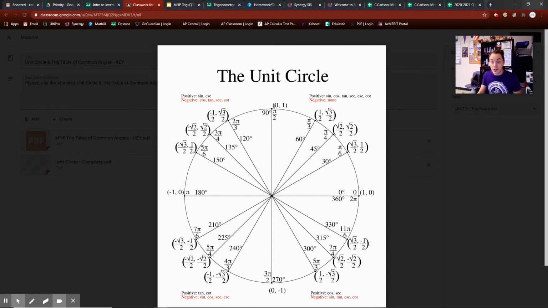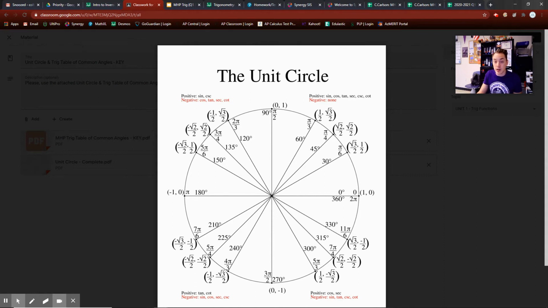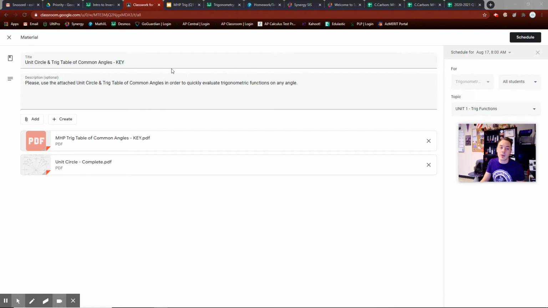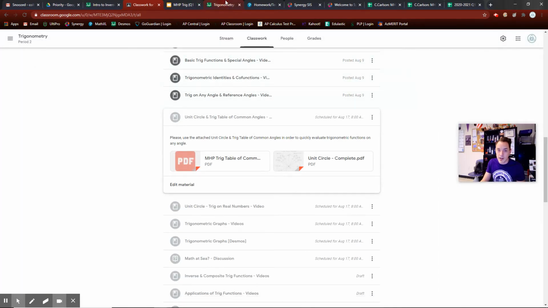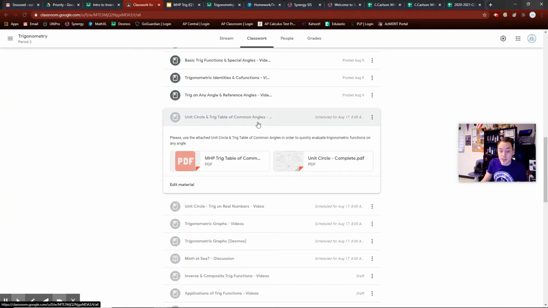So you can actually focus on the trig instead of just focusing on how it works. I want you to know how it works, and I will teach you right now, but I want you to focus more on what the trig is rather than how the trig works. I feel like that's more for college and for other things. But regardless, I will still teach you. If you have any questions on that, please email me. Now, that's again going to be on the classwork, underneath a unit circle and then trig table of common angles.